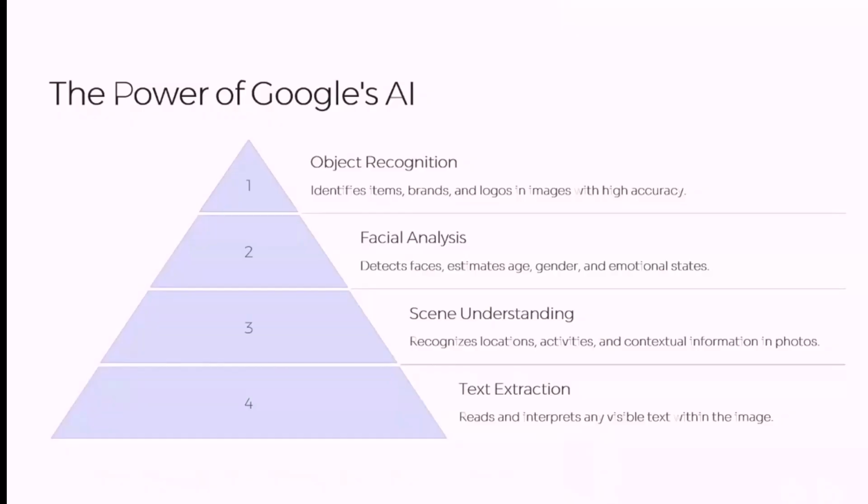The power of Google's AI. Object recognition. Identifies items, brands, and logos in images with high accuracy. Facial analysis. Detects faces. Estimates age, gender, and emotional states. Scene understanding. Recognizes locations, activities, and contextual information in photos. And text extraction. Reads and interprets any visible text in the image.